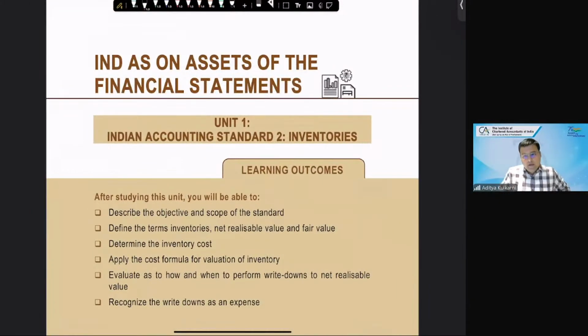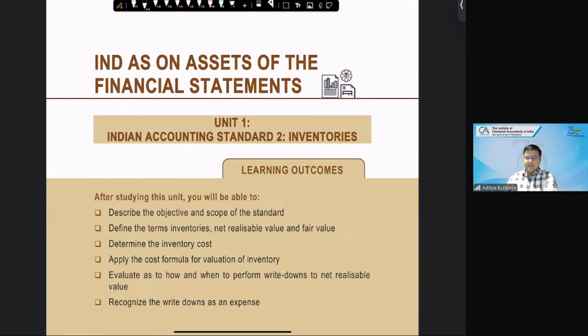Good morning, everyone. So this is our first of the sessions that we will be having on Ind AS for the May 2025 exam. So the first standard that I will be covering with you is Ind AS 2, a fairly simple standard, something that all of us are aware of, something that is largely in sync or in line with what we have already studied under Accounting Standard 2 of the previous regime. So with this background, we shall just start this Ind AS on inventories.